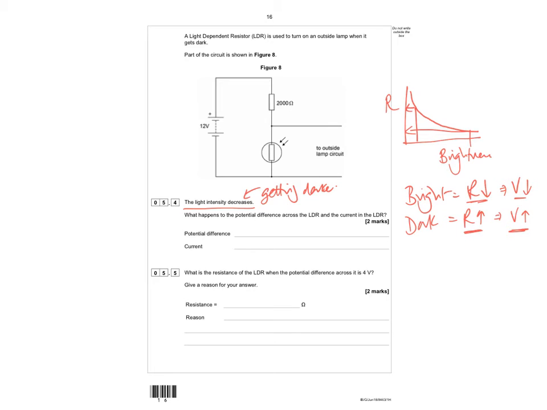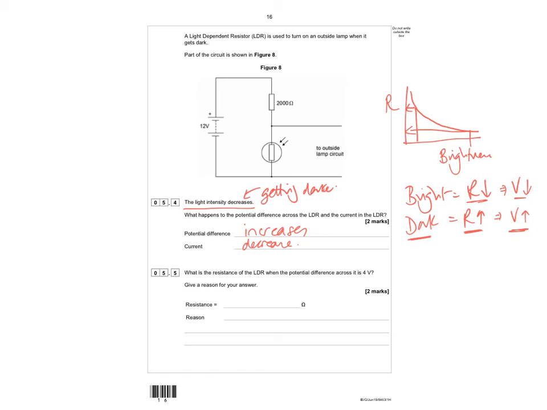So for question 5.4, because it's getting darker, that's this one, the resistance is going up, so therefore the potential difference is going to increase. And likewise, if the resistance is going up, that makes it harder for the current to flow, and if it's harder for the current to flow, the current will decrease.